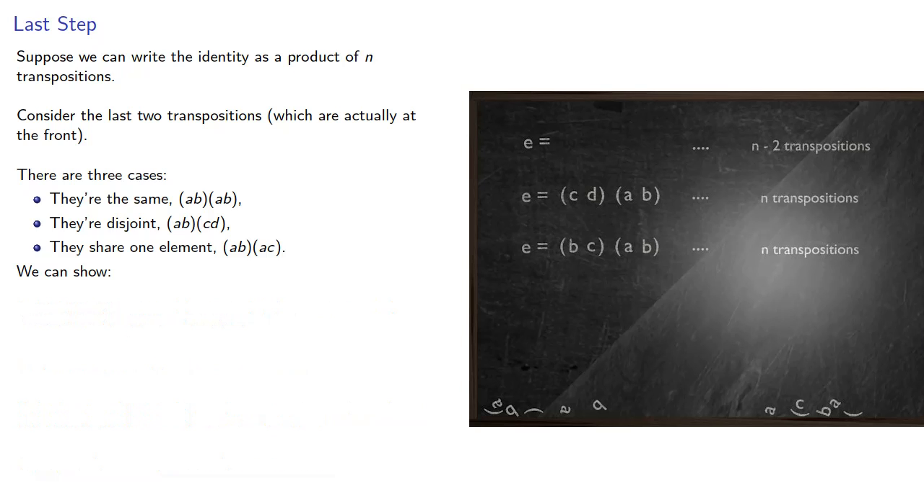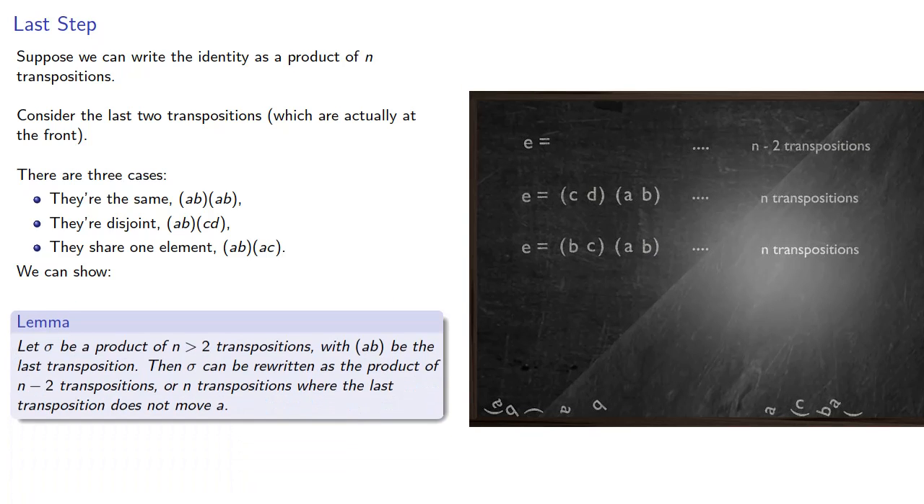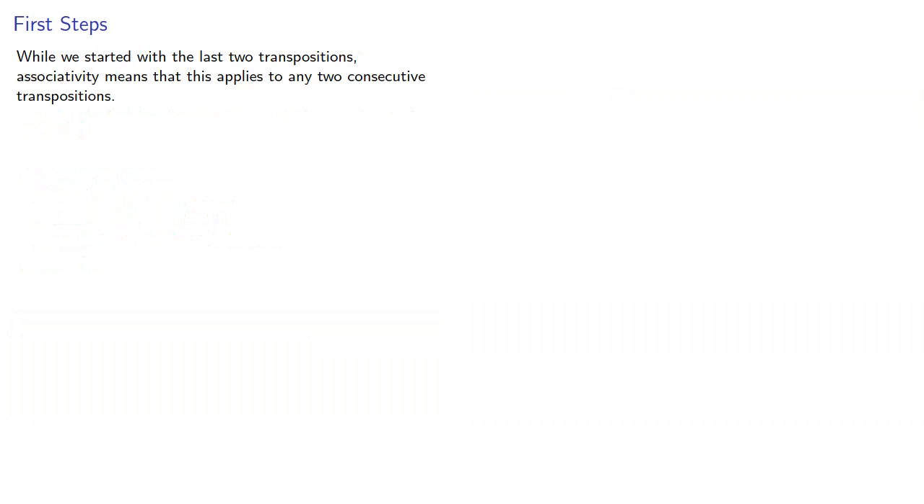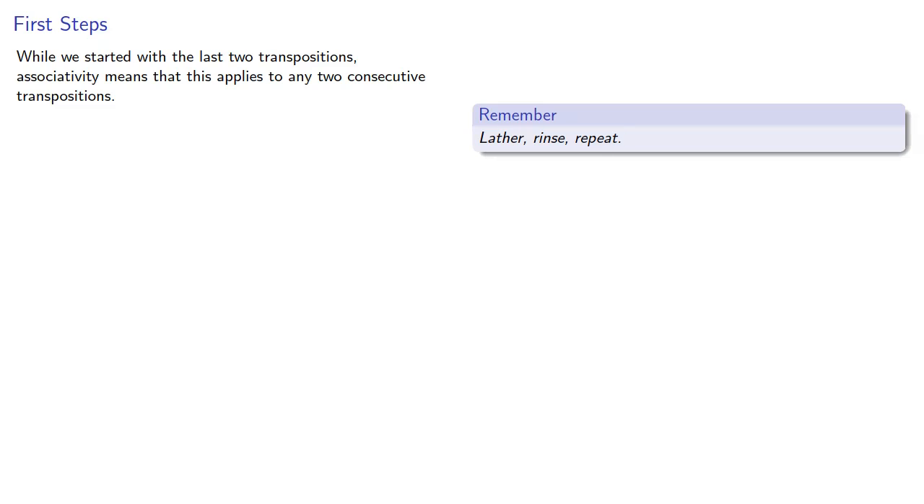And so this leads to a lemma. Let sigma be a product of n greater than 2 transpositions with AB as the last transposition. Then sigma could be rewritten as the product of n minus 2 transpositions, or n transpositions, where the last transposition does not move A. While we started with the last two transpositions, associativity means that this applies to any two consecutive transpositions. So remember, lather, rinse, repeat.